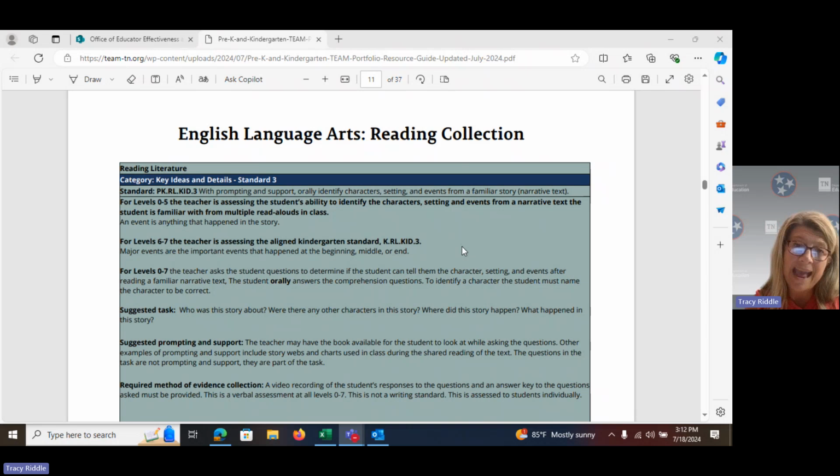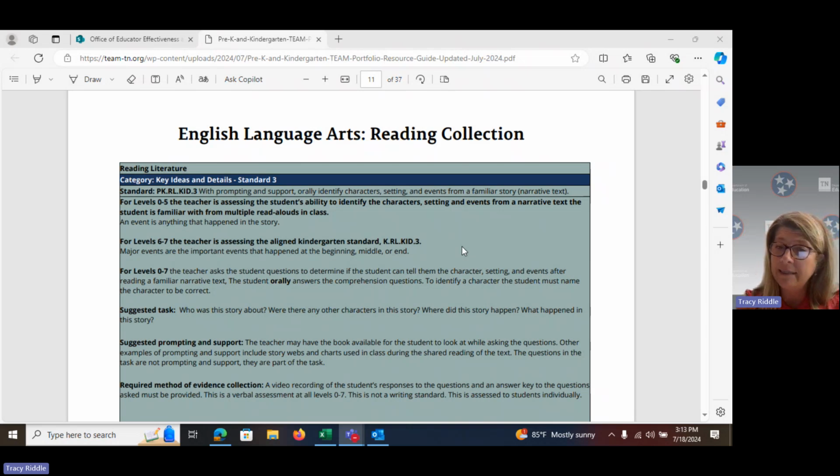The questions that you ask are not prompting and support. That is part of the task. When uploading your evidence, be sure to upload both the video recording of you asking the questions and the students' responses, as well as an answer key to the questions that you have asked. Again, this is a verbal assessment, so the video is required. This is also an assessment where we need an answer key, so the answer key is also required.